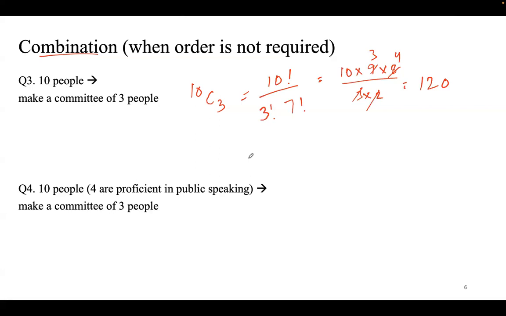Right? And now, again, let's say we have this additional information and we would like to get the same number with this additional information. So can you tell me, the way we proceeded in the last question, what are the 4 possibilities we have? So we have all the 3 being chosen from the proficient group and none being chosen from the other group of 6.